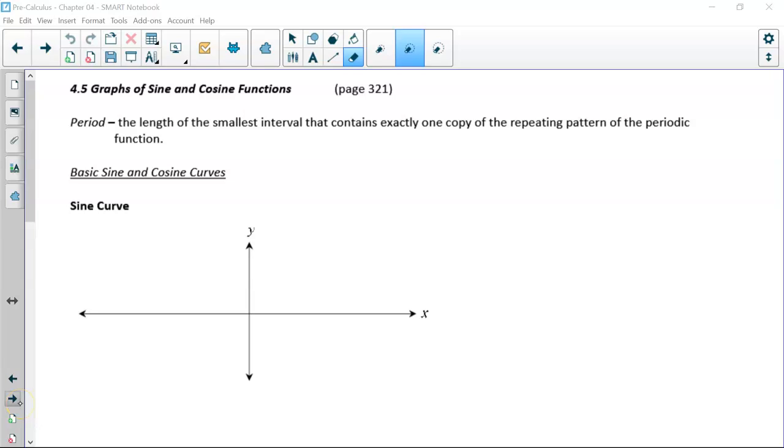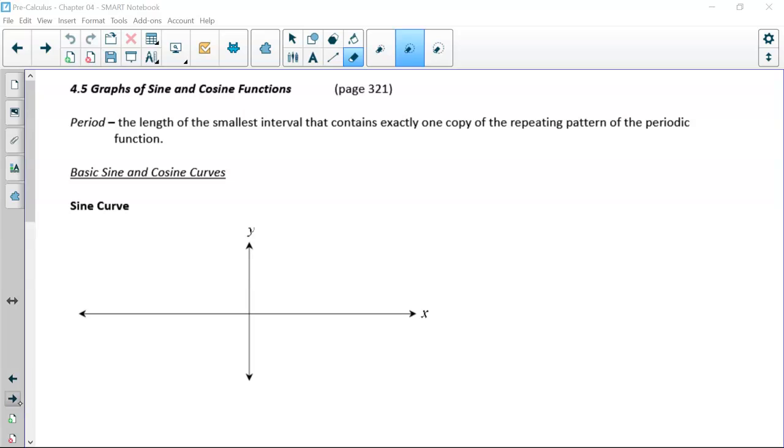Welcome to section 4.5. We're going to be talking about graphing the sine and cosine functions. Now, when we talk about the period of a function, that's the length of the smallest interval that contains exactly one copy of the pattern of the periodic function. So when we talk about one period, it's one full pattern in the graph.